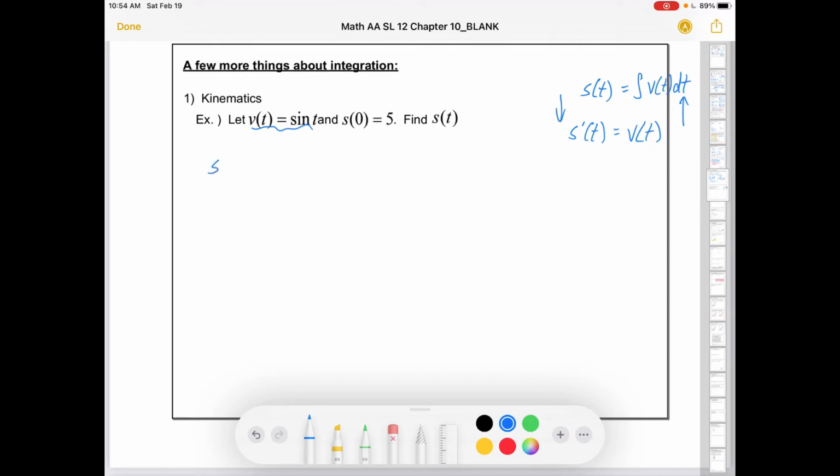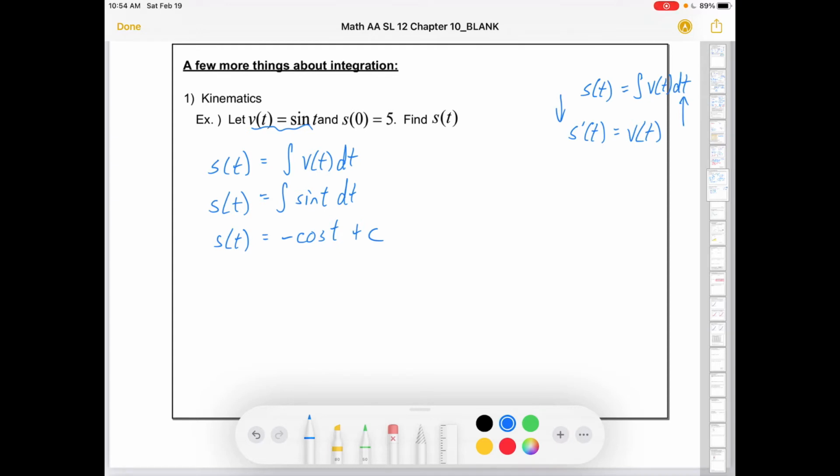I want to find s of t, so I'll have to move up the chain here. I'm using the letter t here. The position function is going to be the integral of sine t dt, and the antiderivative of sine is going to be negative cosine. We could draw that little wheel of trig, and that would help us out. But I have to have my plus c. I don't exactly know where this particle started, and that has something to do with c.